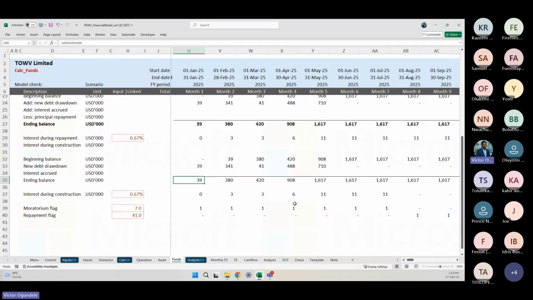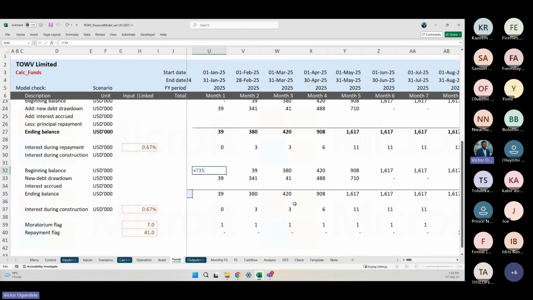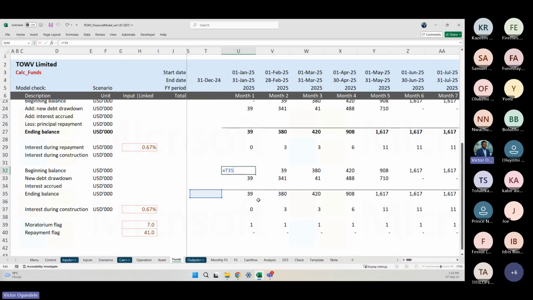Okay, no, let's not do that. Let's apply it to the beginning balance. So the beginning balance, which is the closing balance for the previous period, also multiply by the moratorium flag. That's in the second schedule, not the first one. In the second schedule. So press enter. Multiply the beginning balance by the moratorium flag so that it does not expand beyond.